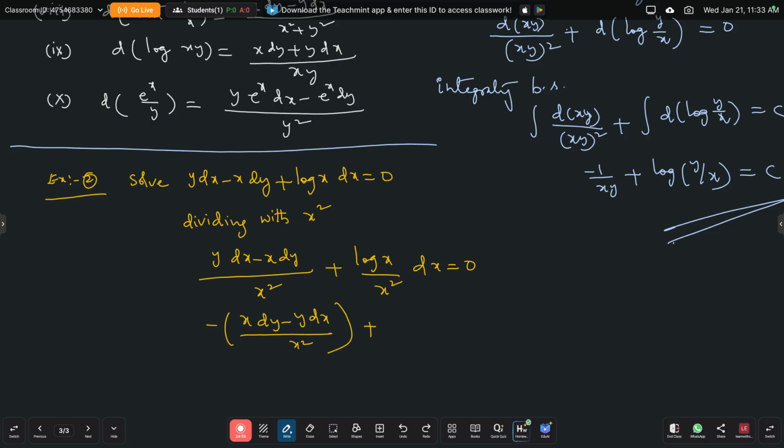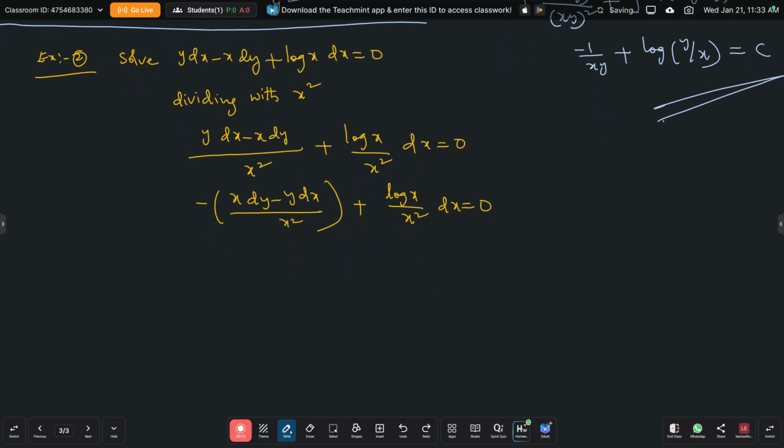Plus, here this is log x by x square, the same. I will show you the substitution and the integration also, equal to 0. Now we can carry out the integration. This is written as d of y by x. Let us see the integration part.